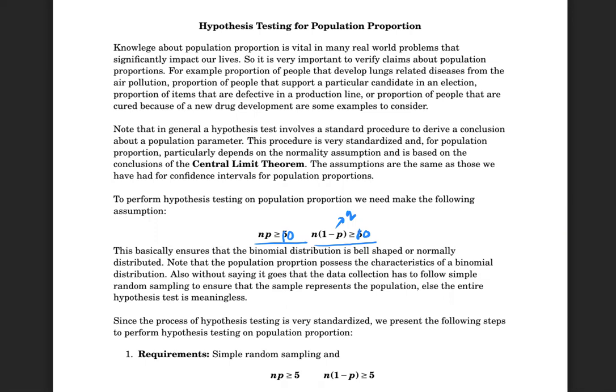And what does this do? It ensures normality. So it makes it bell-shaped. For the distribution of population proportions to be bell-shaped, we need to make sure that N times P is greater than or equal to 10, and N times 1 minus P is greater than or equal to 10. That ensures that the population is normally distributed.